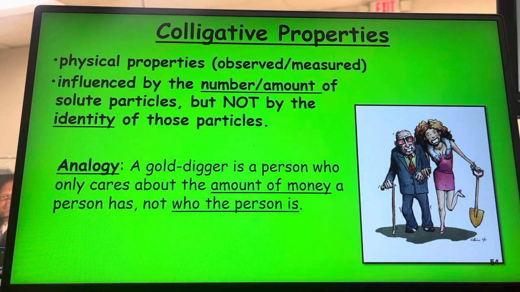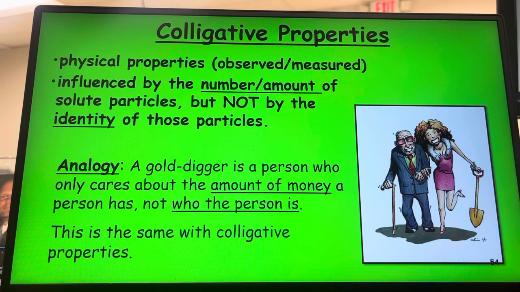Okay, so here's an analogy. You know what a gold digger is, right? It's a person like this chick here, or maybe it's him. Maybe he's gold digging her. I don't know. Not to be sexist, right? Or ageist. A gold digger is a person who only cares about the amount of money a person has, not who the person is. So we're dealing with amount, not the identity. So that's what a colligative property is. Now, the only way to truly explain this is to show you some examples.